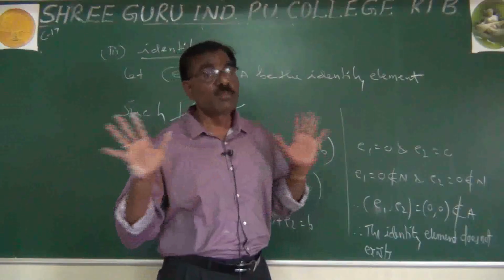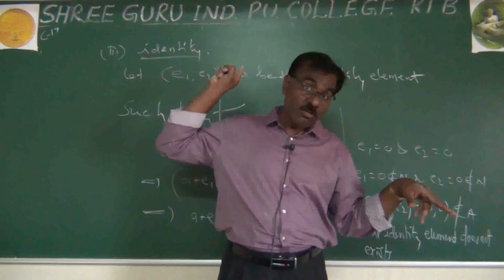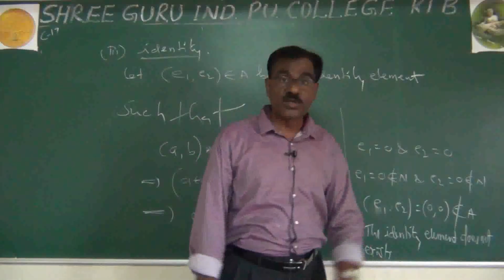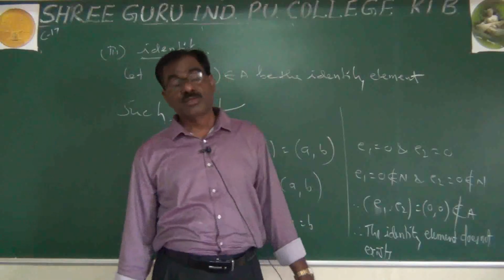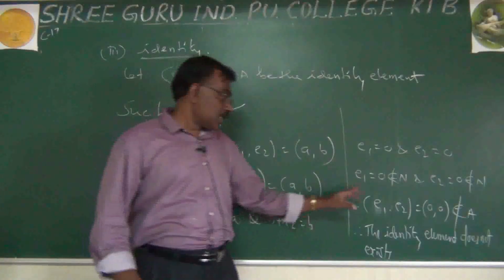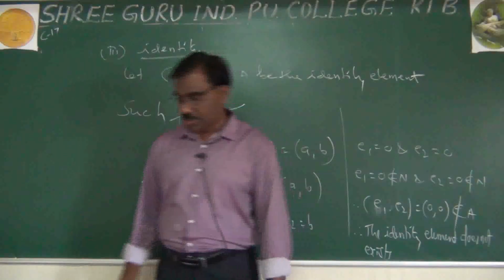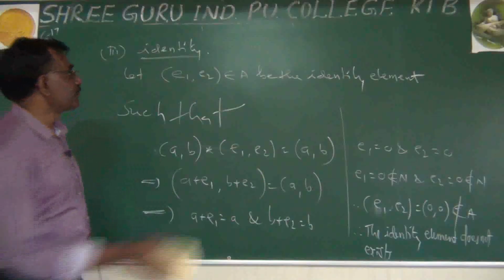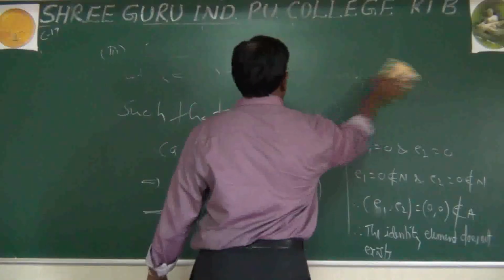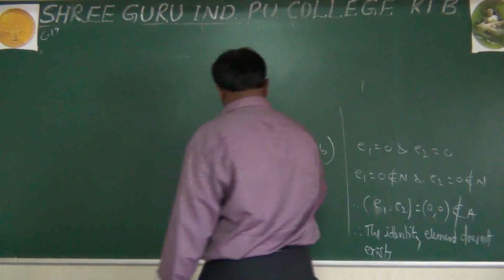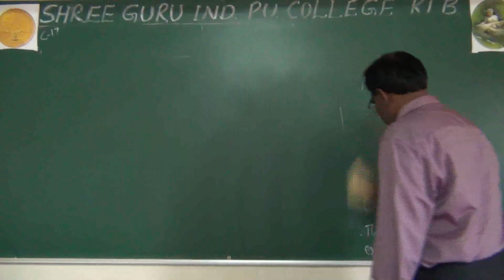But 0 does not belong to N because it is a natural number. So both E1 and E2 do not belong to N. So (0, 0) does not belong to the set. The identity element does not exist. This problem is also given in NCERT. Go through the question, read it carefully and try to answer it.